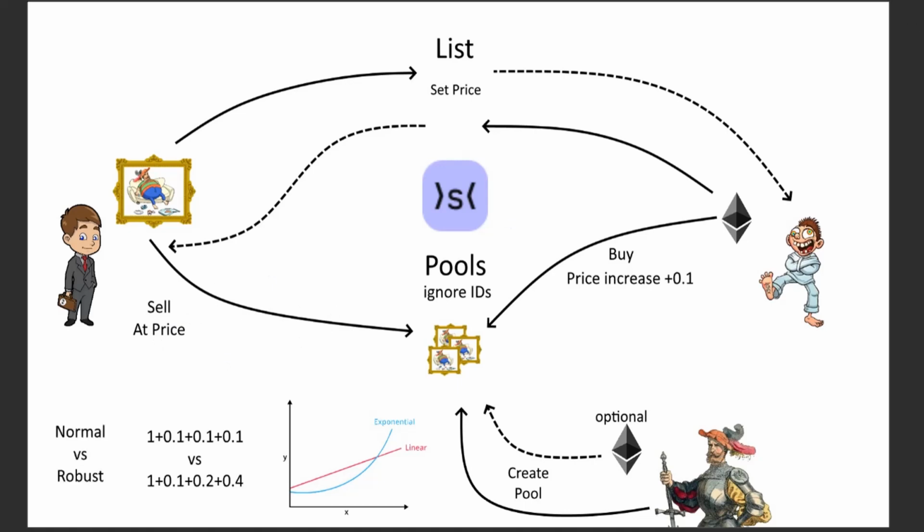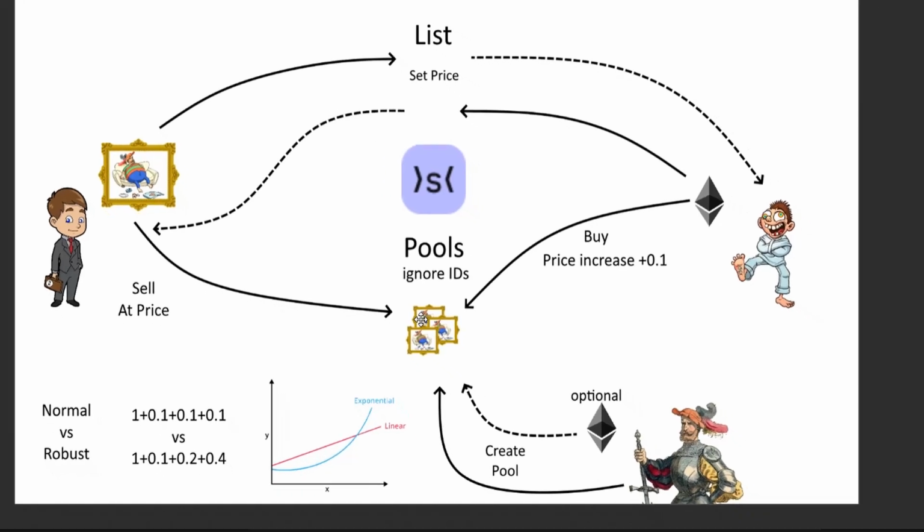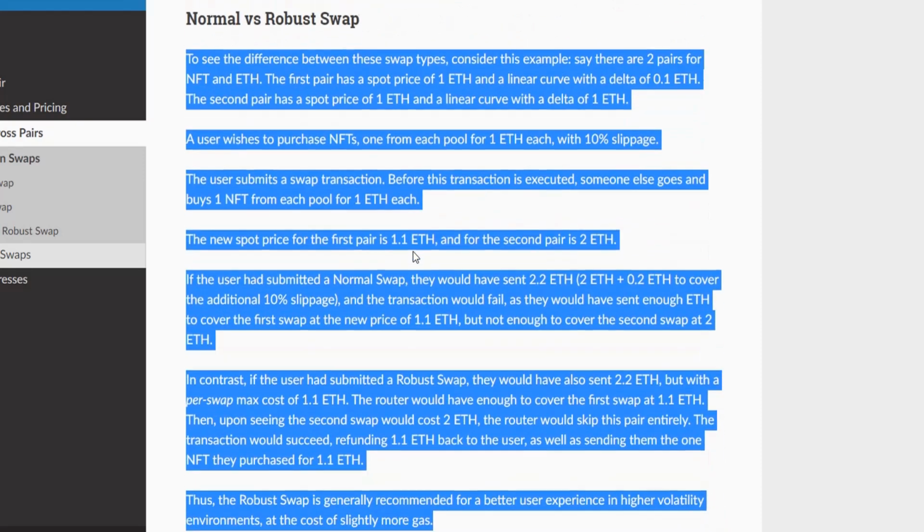Now the last thing, they have these normal versus robust options for multi-swapping. Okay, so let's say Boosted Bill wants to buy 2 or 3 of these NFTs, and there are different pools to choose from, and they're all selling the same NFTs. Then he might use a normal or a robust. Now, I'm going to swing over to the docs to explain this a little bit better. So here's a nice long example.